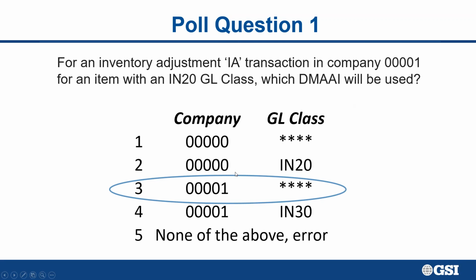So let's think about this. The first thing it's going to do is look for an exact match. Do we see anything in our entries here that has company 1 and IN20? And the answer is no. So then the second criteria is, do we have something with an exact match in the company, but asterisk in the GL class? And that's the one right there. So that would be the correct response.